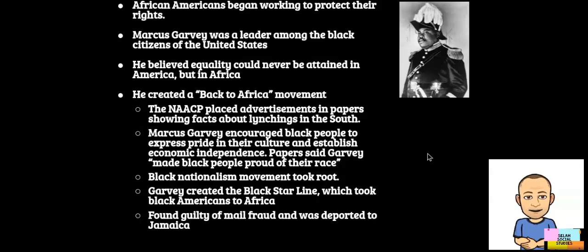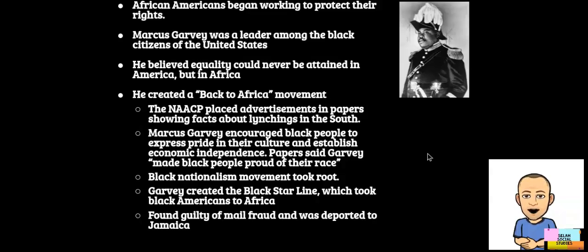Garvey would dress up in military garb, even though he wasn't in the armed forces. And after witnessing the wrongs against African Americans, he decided that equality could never be attained in America. As the NAACP placed advertisements in newspapers across the nation, Garvey created the Back to Africa movement. He made black people proud of their race, and this was the new black nationalism movement that took root in America. The Back to Africa movement was a plan to bring black Americans back to the motherland, and a strong revival of black culture would flourish.